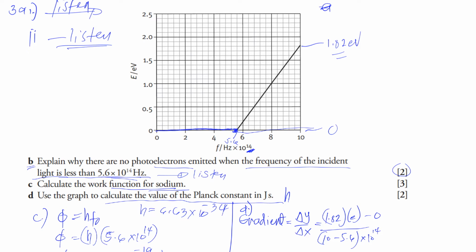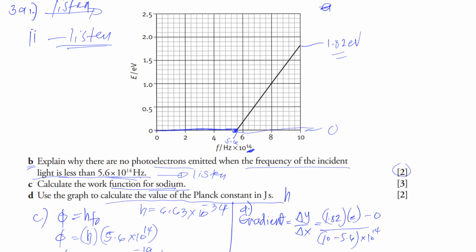So now the gradient is actually 6.62 times 10 to the negative 34 joule second. So you see, it's very close to our constant 6.63.